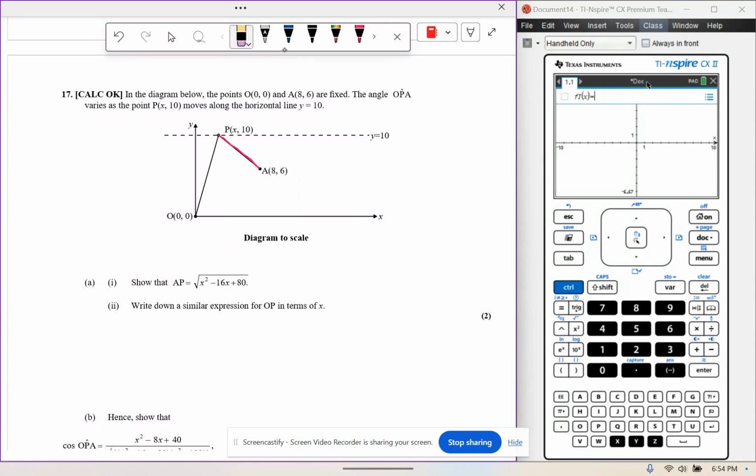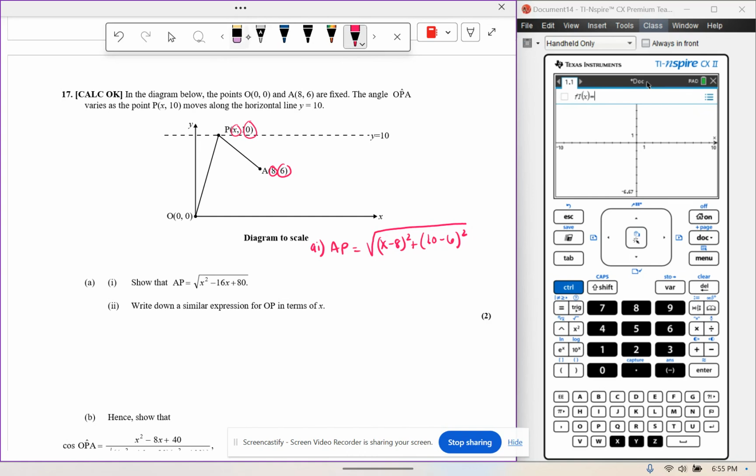So I'm going to pull out your old faithful friend, the distance formula, and figure out what AP should be. So AP is going to be equal to the square root of, this is the first x minus the second x, square it, plus this is the first y minus the second y, and you square it.